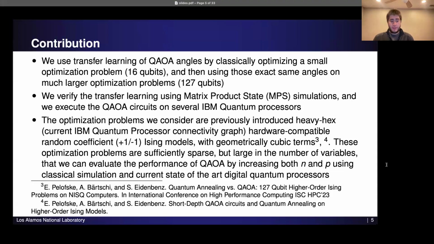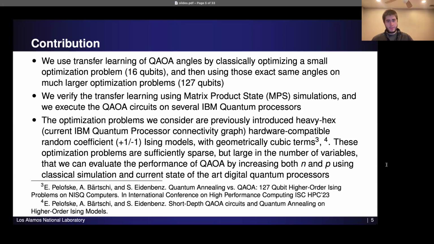In particular, we optimize these QAOA angles using just a single 16 qubit instance, and I'll define what the optimization problem was in a second. And then we use those exact same angles to run on 127 qubits. We verified that this transfer learning worked using matrix product state simulations. And we execute these QAOA circuits with these learned angles on several different IBM quantum processors.